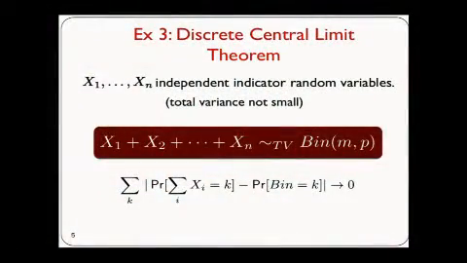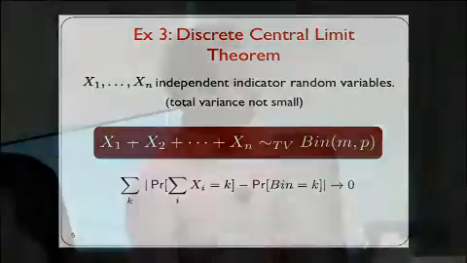And a third, perhaps less well-known example is the discrete central limit theorem. And it says that if you have n independent indicator random variables and the total variance of the summation of the x's is not too small, then the summation of the x's is close in statistical distance to the right binomial distribution. And by the right binomial distribution, I mean the distribution whose mean and variance match the variable we are looking at. And by statistical distance, I just mean the L1 distance between the probability density functions.